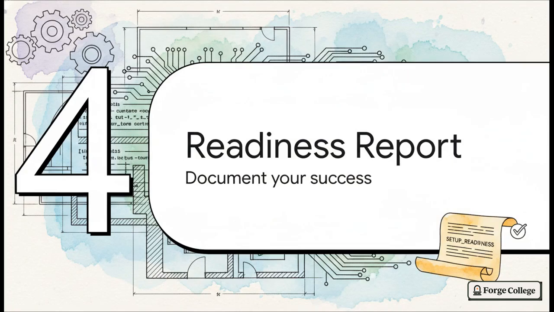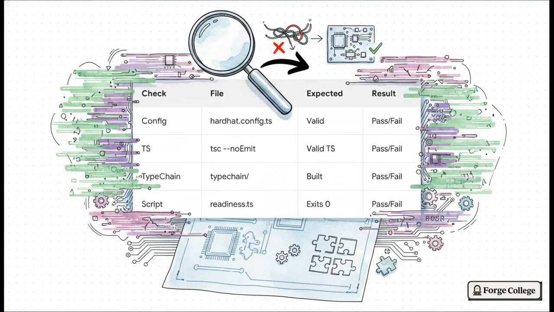Okay, Section 4, Producing the Readiness Report. Let's document your success and see exactly how this builds into our official inspection document, the setup_readiness markdown file. Now, what's really cool about this matrix is that it becomes your literal baseline blueprint. By mapping out the check, the command, the expected output, and the actual result all in a nice clean table, you completely isolate your variables.